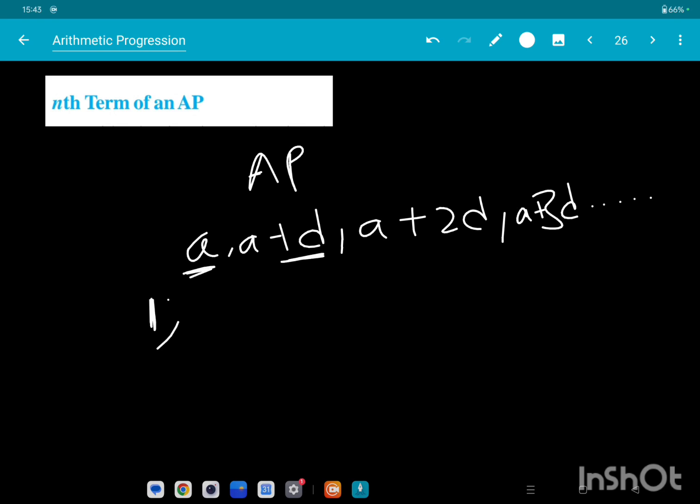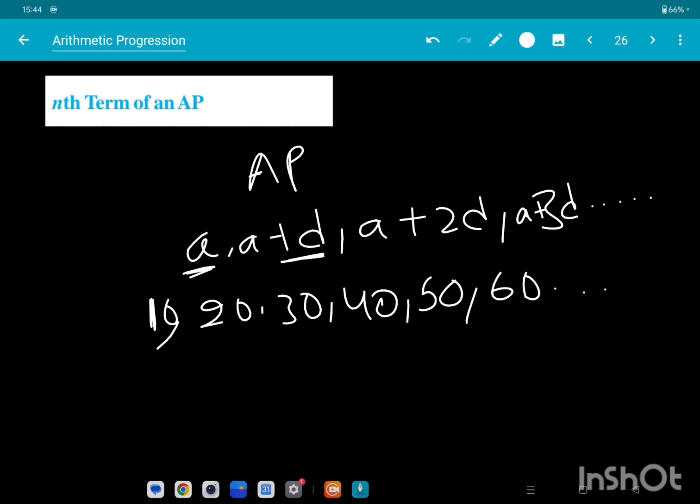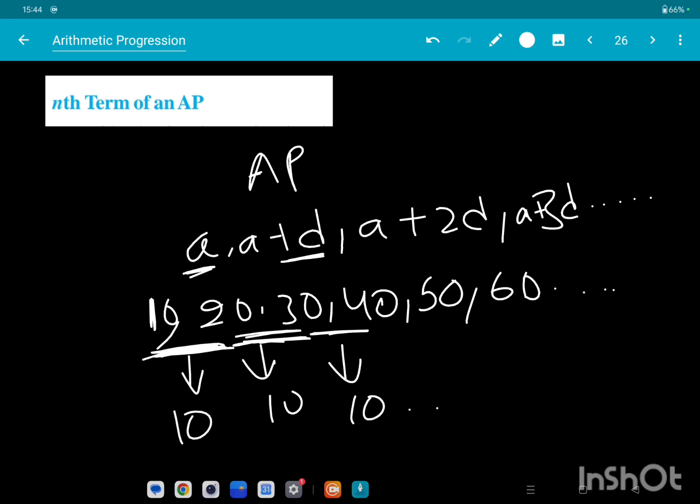Take one simple example: 10, 20, 30, 40, 50, 60 and so on. Is it an AP? Yes, it is an AP. How can we say that this is an AP? Because here we need to check the difference between the consecutive terms. These two are consecutive terms, and the difference is 10. These two are consecutive terms and the difference is 10, and so on. So the difference is the same for every two consecutive numbers in this sequence. So this is called an AP.